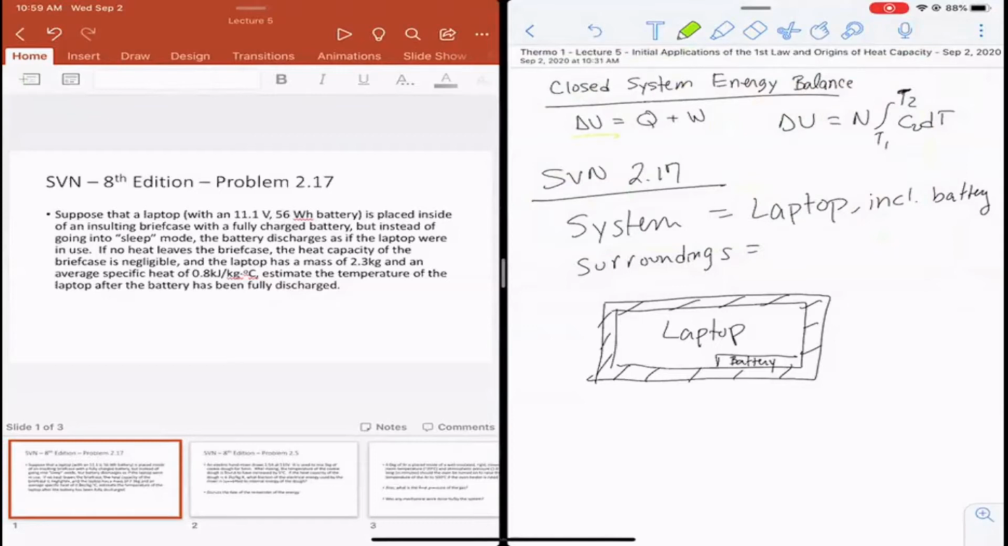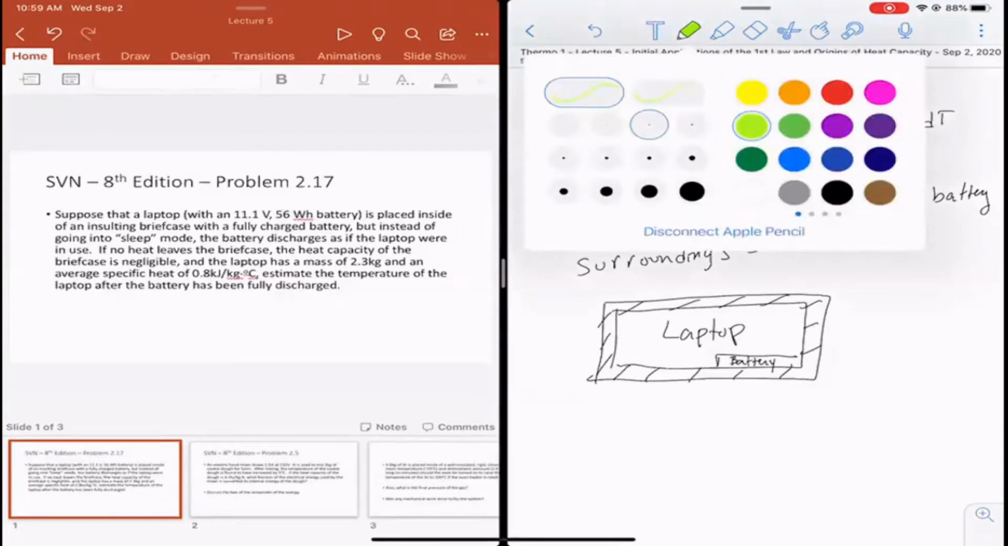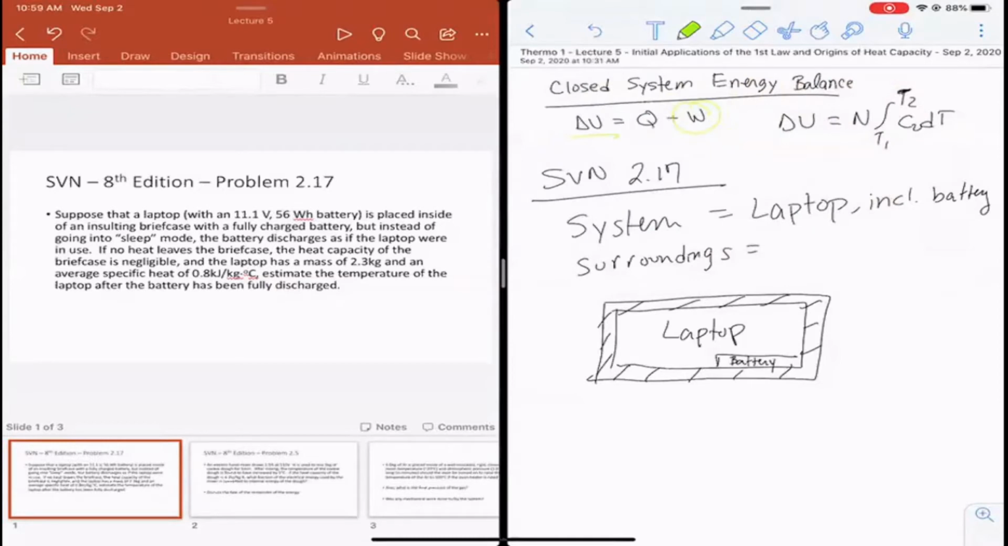So what about Q? Is it PDV? No. In the past we've done this where work was minus PDV, but to figure out Q, what we have to do is ask ourselves, is any heat, right? We've defined the system as the laptop and the battery.